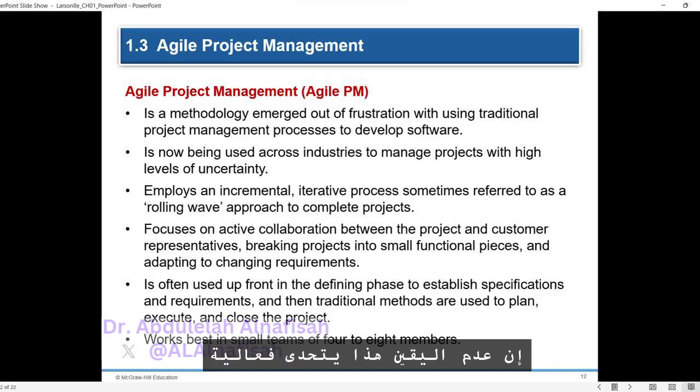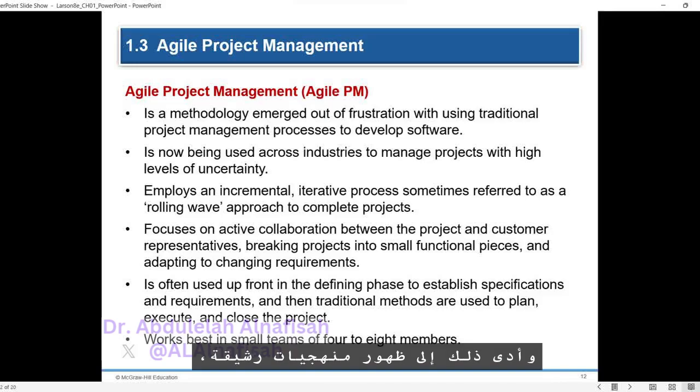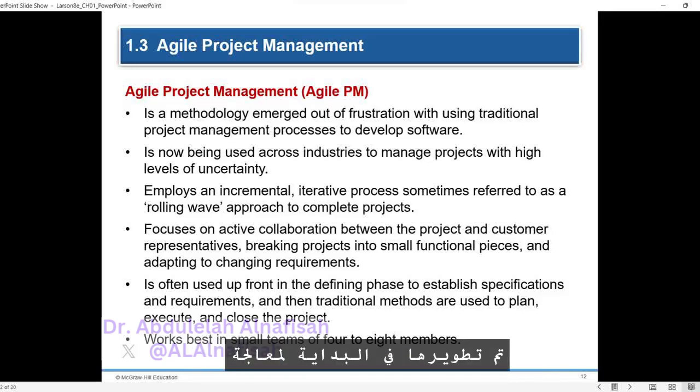This uncertainty challenges the effectiveness of plan-driven methods. Software development projects, for instance, often encounter unstable scopes and evolving end-user requirements. This led to the emergence of agile methodologies, initially developed to address the frustration with traditional project management in software development. Agile project management applies an incremental and iterative approach, often referred to as a rolling wave approach.